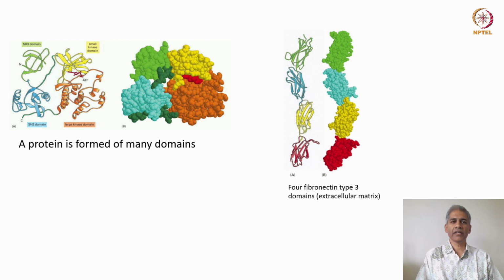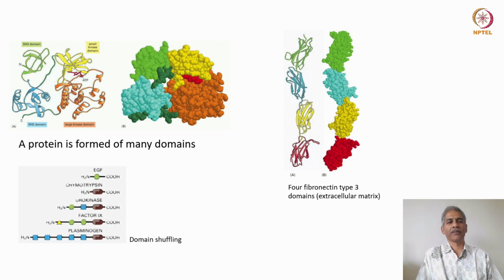So you can have these many domains coming together to ultimately form the 3D structure of the protein. And the domains can link up in a variety of forms. So shown on the right is a fibronectin, which is part of the extracellular matrix of cells. And here the domains have linked up in a linear form, and each domain is mostly made up of beta sheets. So the idea of modularity is again built into the protein structure itself.